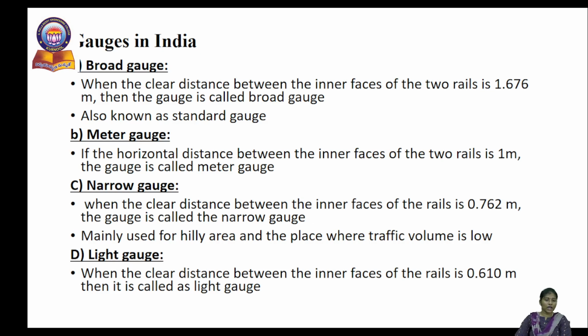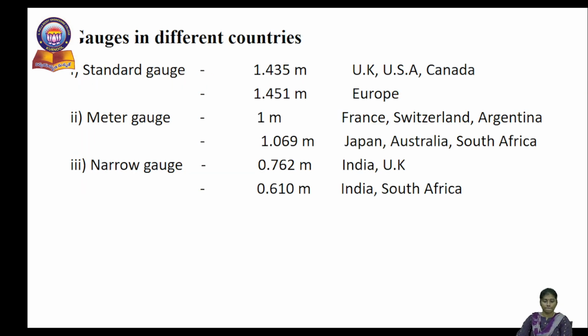Next we have narrow gauge. When the clear distance between inner faces of the rails is 0.762 meters, this gauge is called narrow gauge. This type of gauge is mainly used in hilly areas, where the traffic volume is very low. Next is light gauge. Whenever the clear distance between inner faces of the rails is 0.610 meters, we call it a light gauge. These are the different types of gauges which we use in general in our country.